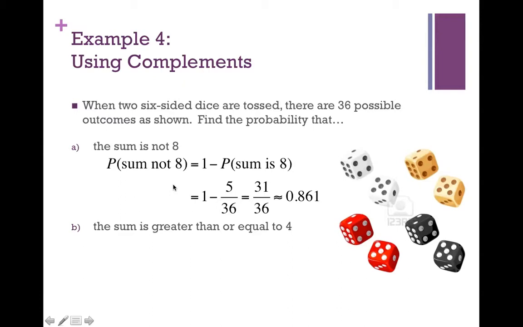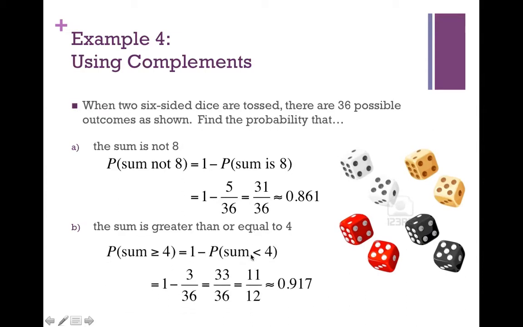Now we can also use complements when it's not quite so straightforward, as in part B. If we're asked for the probability that the sum is greater than or equal to 4. Well, when you look at all of the possibilities on your sheet, you can see there are lots of sums that are greater than or equal to 4. So instead of having to count so many different outcomes for what we want, let's use complements and count the outcomes that are not greater than or equal to 4.